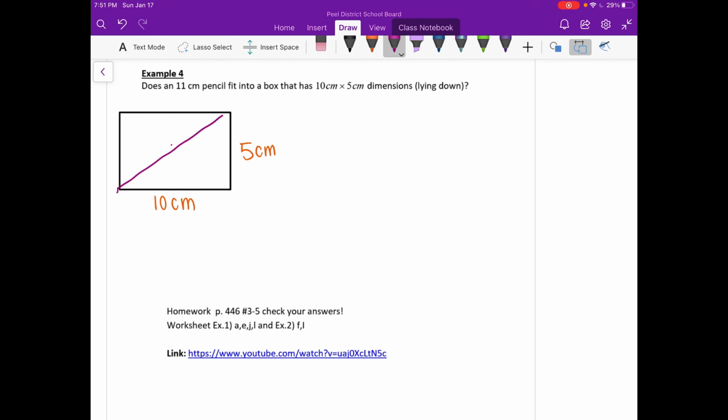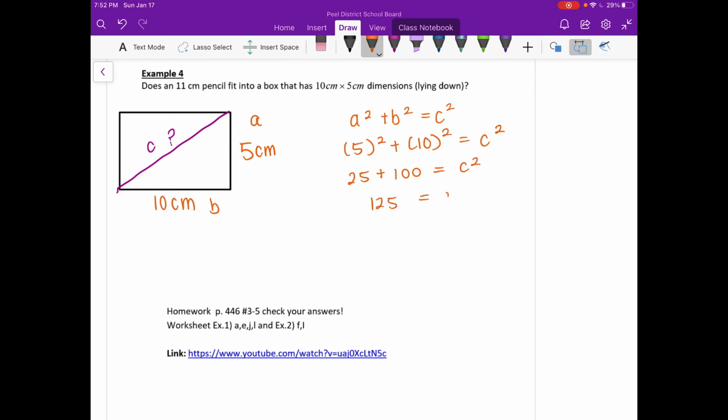Right? I want to figure out, okay, how much is this length? So this is our C. This is going to be A, this is going to be B. It doesn't really matter which one you put as A and B. So I'm going to say A squared plus B squared equals C squared. Okay? A is going to be 5 centimeters squared plus 10 centimeters squared equals C squared. 5 squared is 25. 5 times 5 is 25. 10 times 10 is 100. So I'm left with 125 equals C squared.